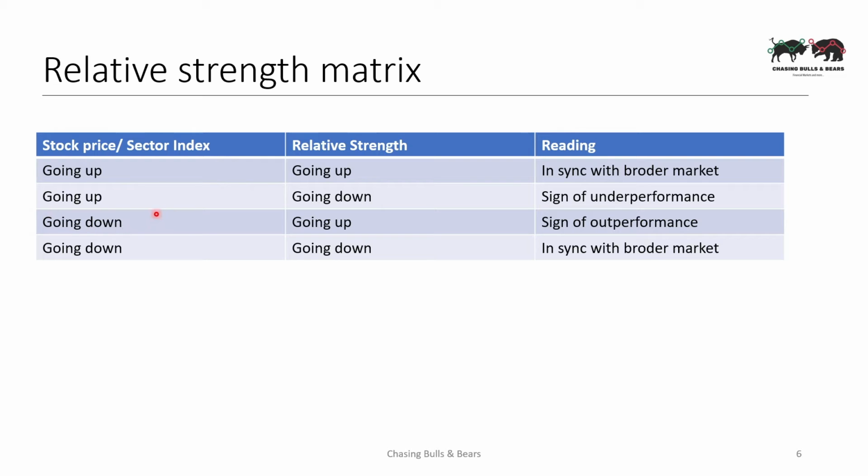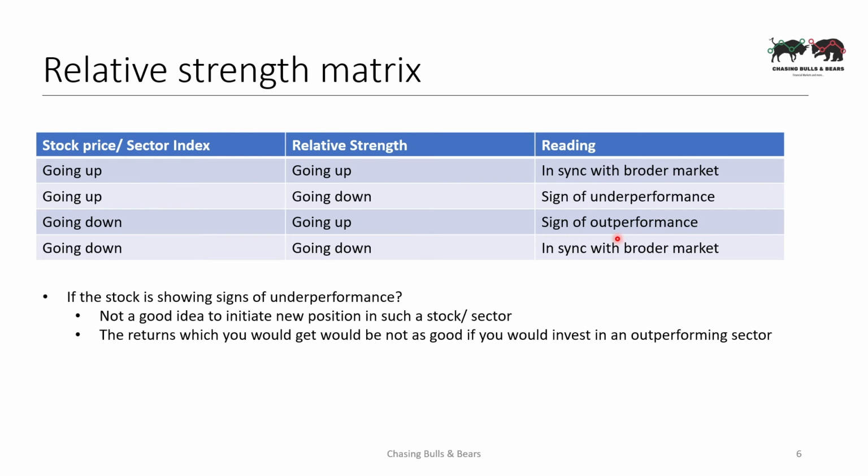If the stock price or index is down and the relative strength is going up, that's a very good sign. This is a sign of outperformance because the index is falling, but the relative strength is increasing. That means the index or sector is not falling as much as the broader market or Nifty 50. And the last case is the stock or sector is going down and the relative strength is also going down. We are in sync with the broader market and we are falling with the market.